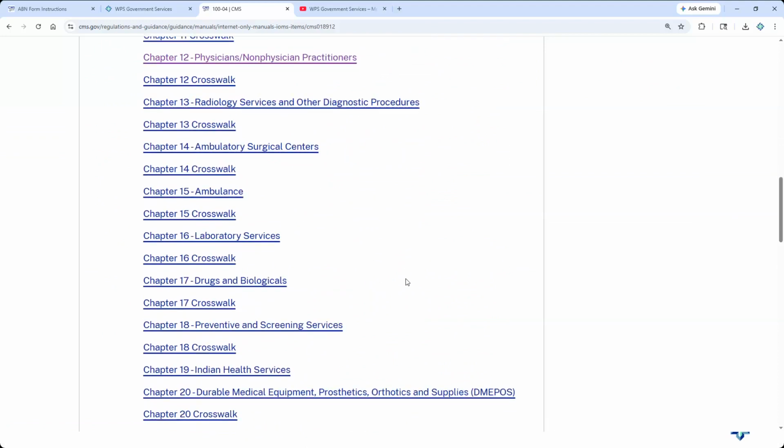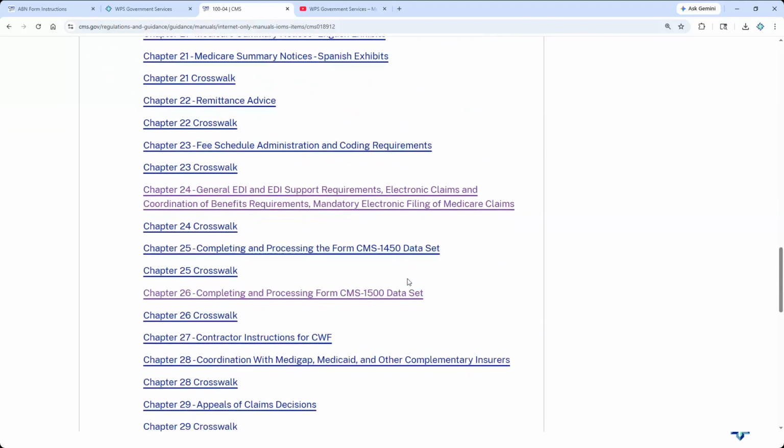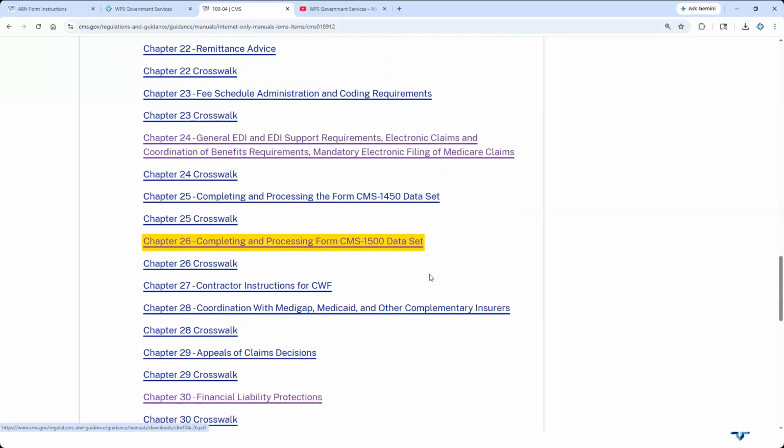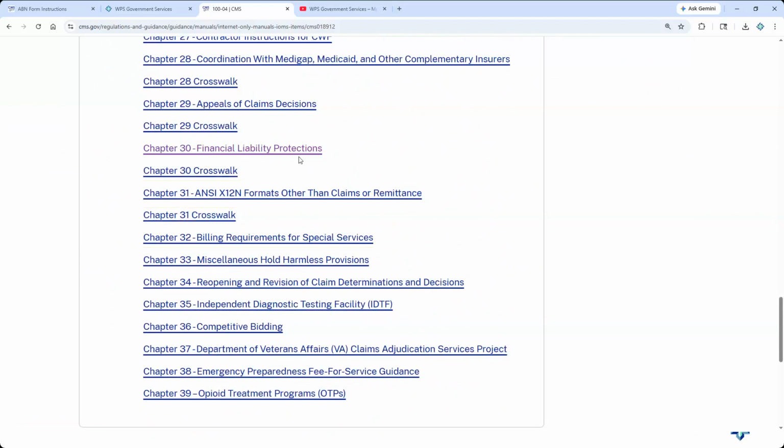But along with that, and look away if you don't like my scrolling, I apologize for that. It takes me a minute to get down to this part because it's chapter 30. Chapter 30 is the financial liabilities protection. It works with the Medicare Beneficiary Initiative, so chapter 30.